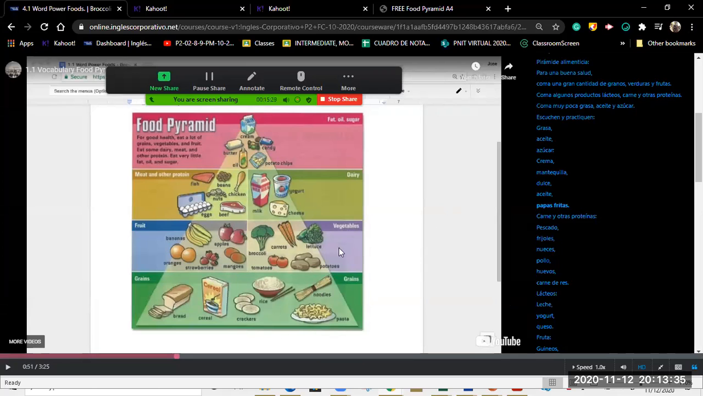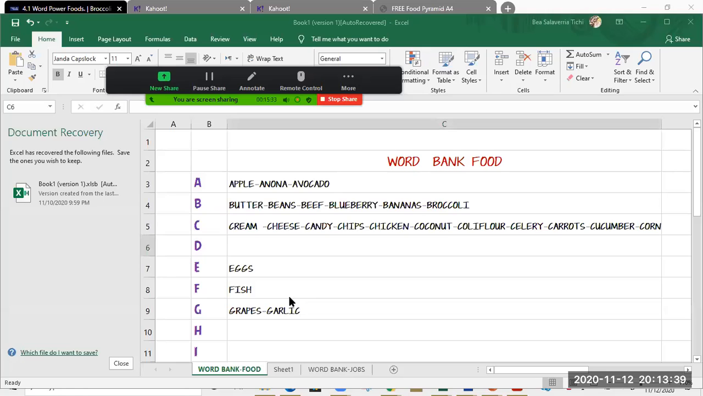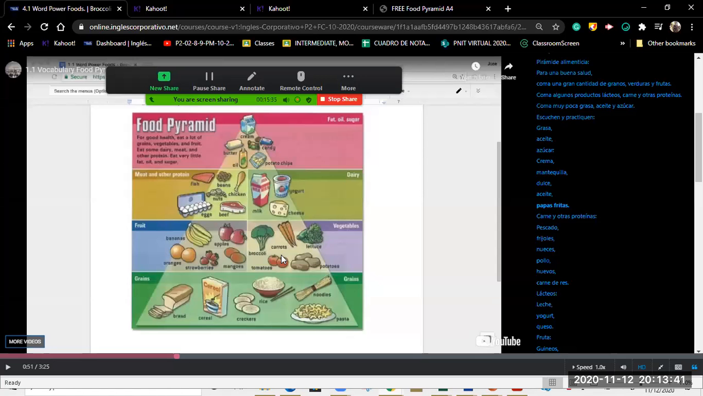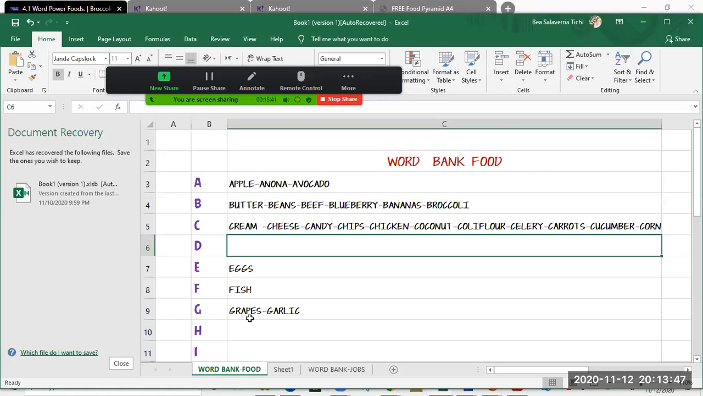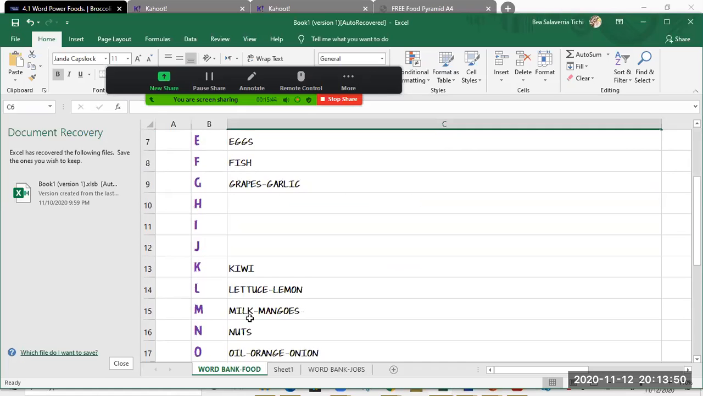Then moving on, that's vegetables. Moving on to grains, okay? So we have bread, cereal, rice, pasta. What else? What else is missing?